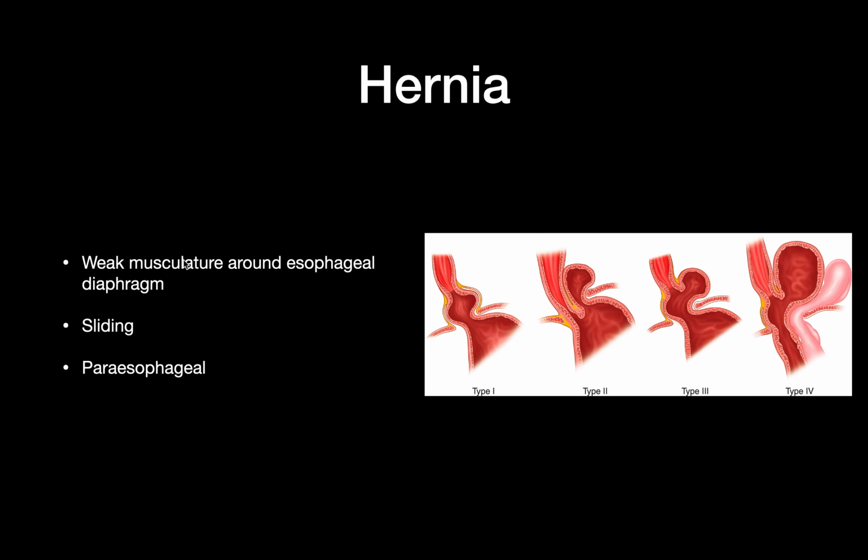They can be caused by the weak musculature around the esophageal diaphragm, whether from a stroke or a traumatic motor accident. And there are 4 types. The first type is the sliding, where the stomach will slide up through the esophageal hiatus. Type 2 is when it compresses the esophagus and will protrude backwards.